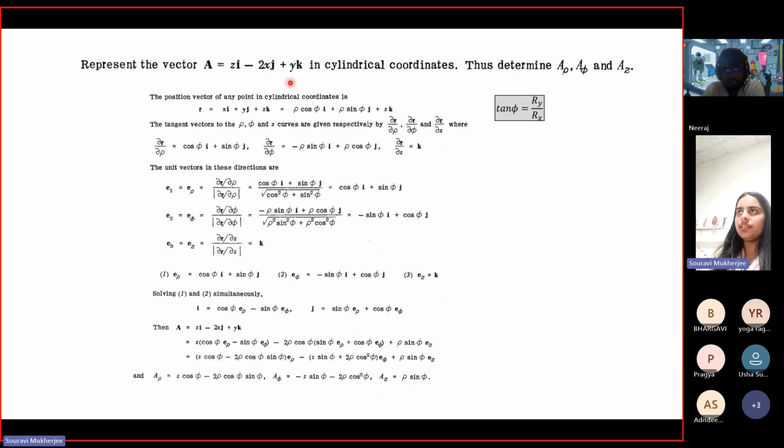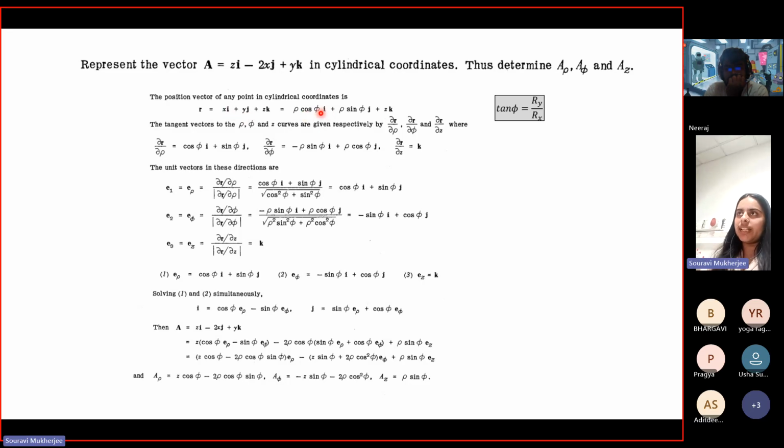If you have a vector like this, we want to move from rectangular coordinates to cylindrical coordinates. In cylindrical coordinates, we know what the parametric equations are. If you have a cylinder of some radius rho, you can define the x coordinate as rho cos phi, the y coordinate as rho sin phi, and then you have z. So these are your parametric relations. Now suppose this is your r: you represent r like this, with x, y, and z in terms of rho and phi.